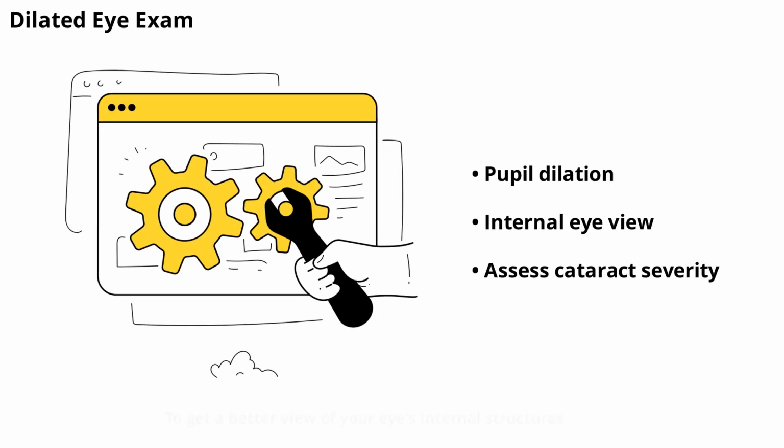To get a better view of your eye's internal structures, the doctor will perform a dilated eye exam. Special eye drops are used to widen your pupils, allowing more light to enter and providing a clearer view of the lens and retina. This exam helps the doctor assess the severity and location of the cataract, as well as check for other potential eye problems.